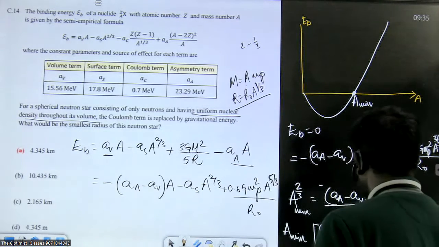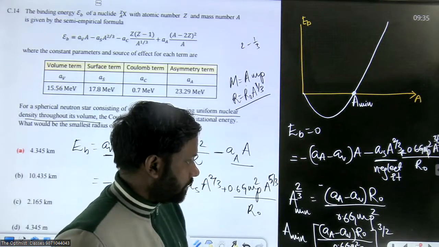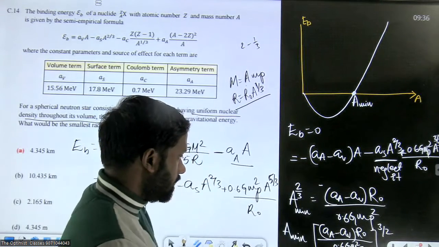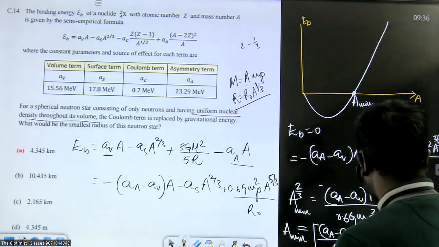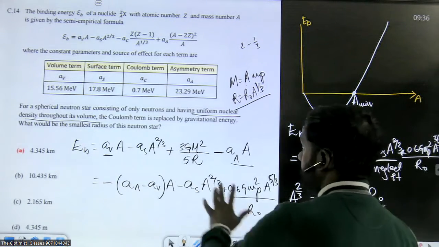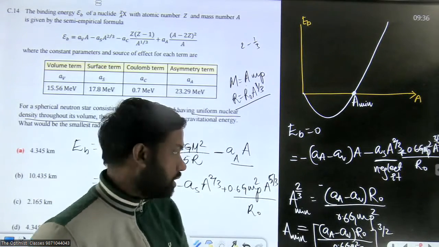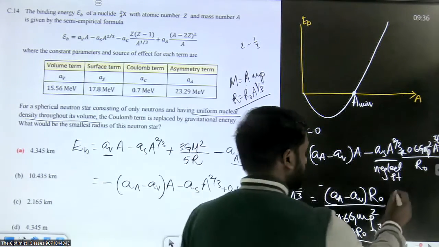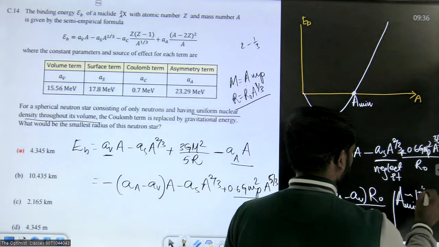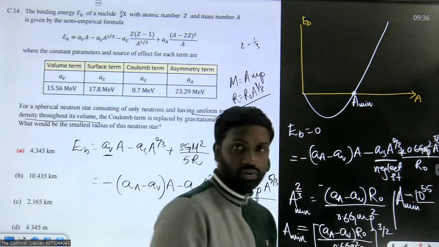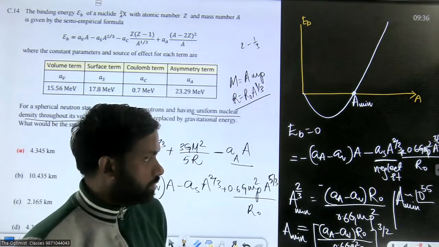We can put all the values that we have, and from here we will get A minimum. I'm not doing this calculation, I have just given you a hint. Everything is given here, so you put all the things. We know G, we know the mass of the proton. If you calculate, you will get A minimum to be of the order of 10 to the power 55. This is a huge number actually.